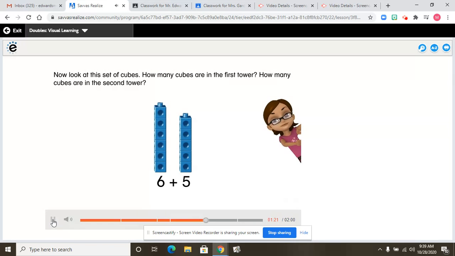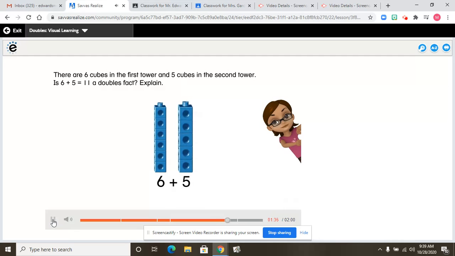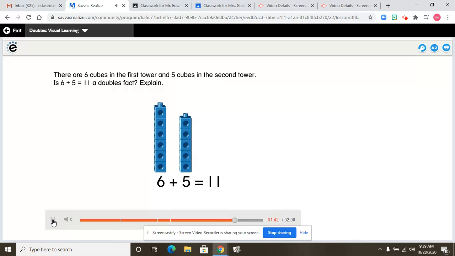Now look at this set of cubes. How many cubes are in the first tower? How many cubes are in the second tower? There are 6 cubes in the first tower and 5 cubes in the second tower. Is 6 plus 5 equals 11 a doubles fact? Explain.